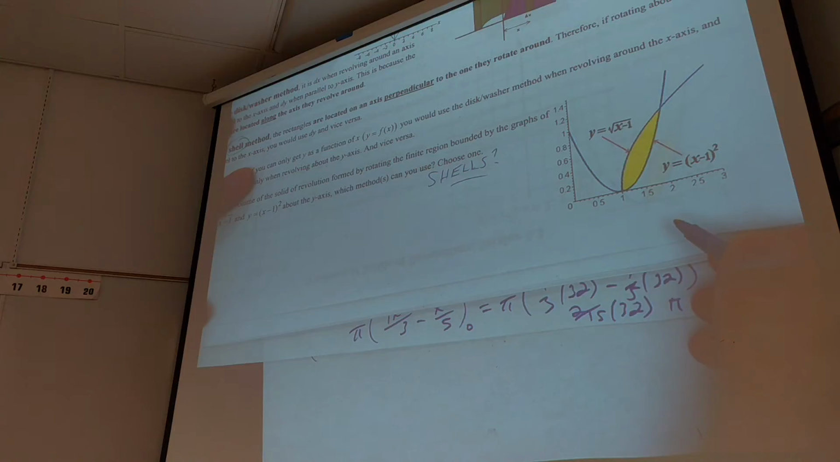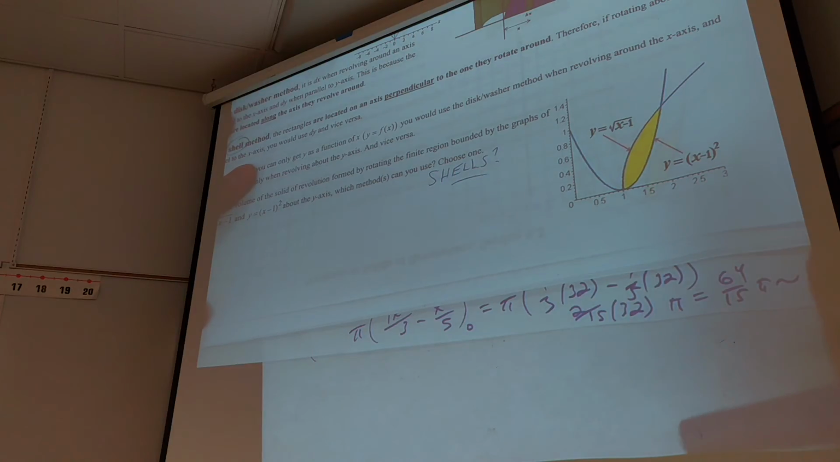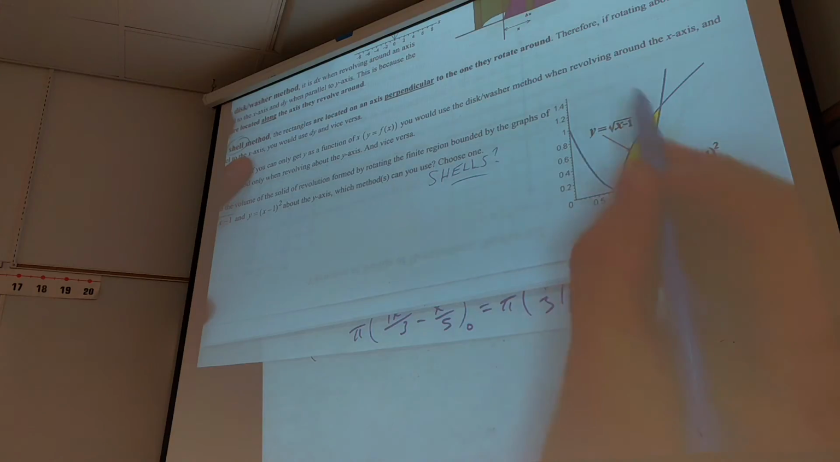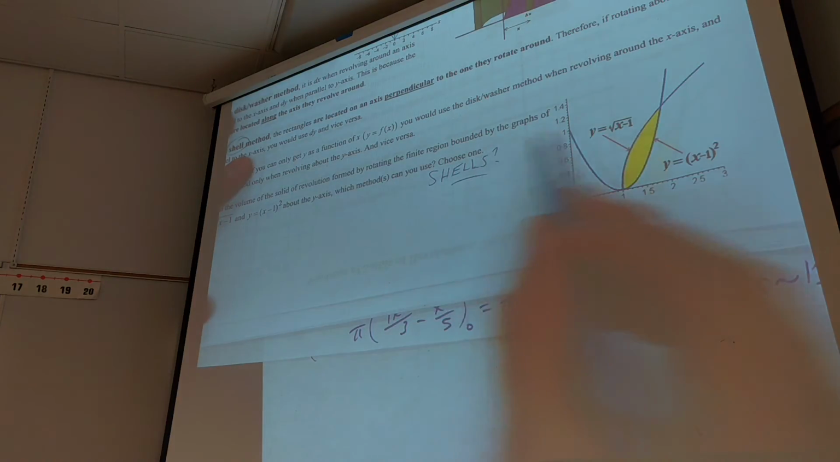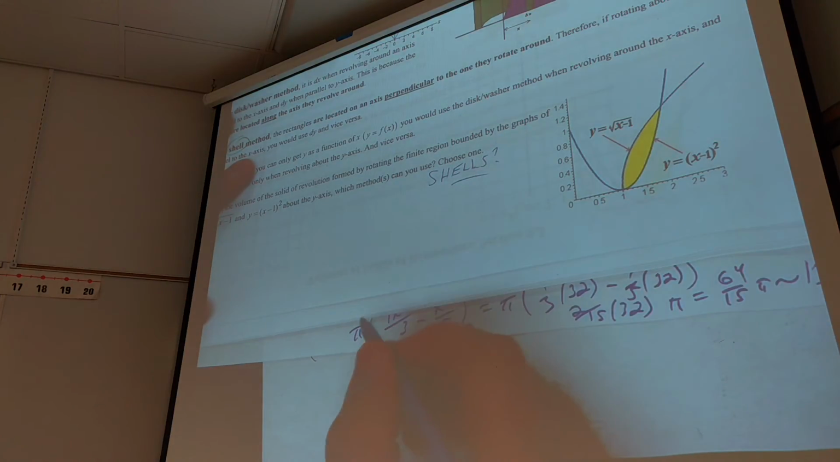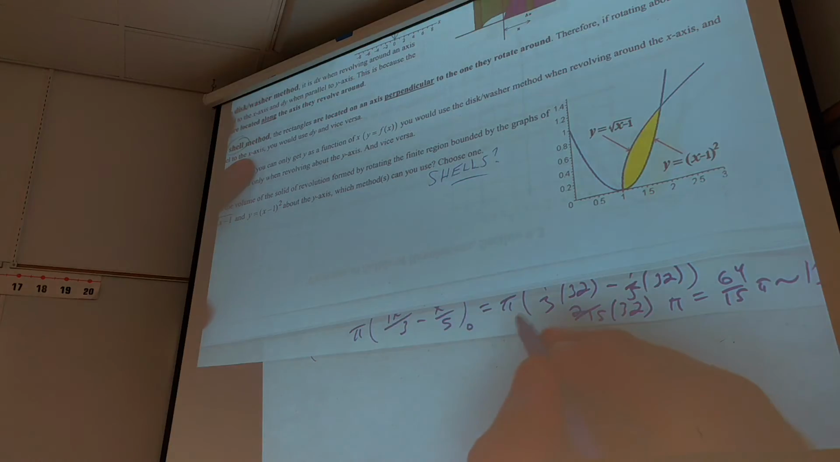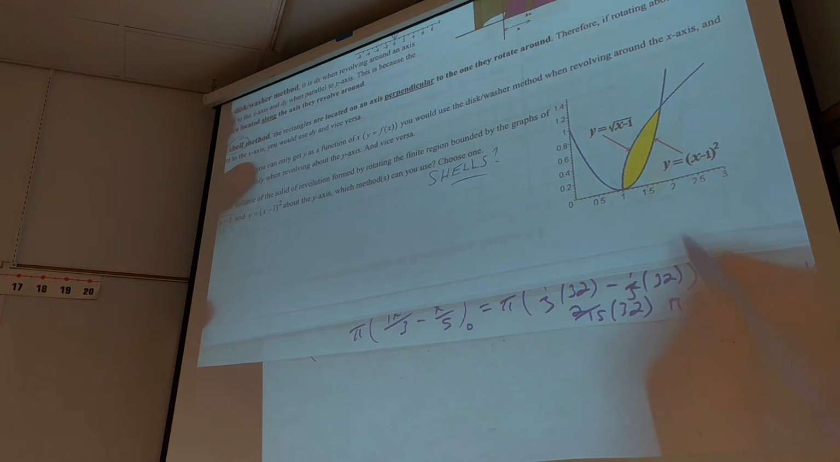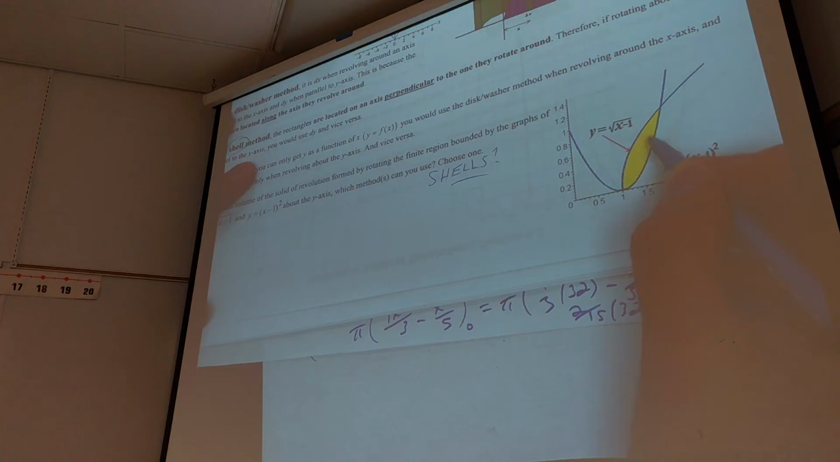So maybe guys, anybody choose shells? No? Did you use discs? I don't know. If we look at shells first, let me show you. I'm rotating around the y-axis, right? So when I draw in a representative rectangle, what's going to happen to it? It needs to fill in this area that I'm talking about.